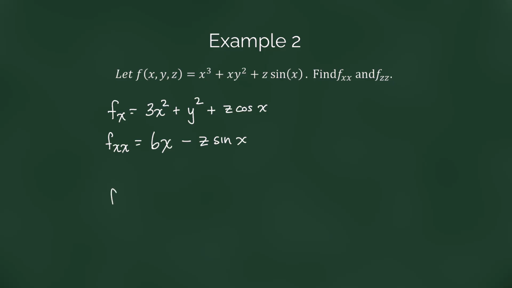Now we'll do f sub zz. So first we find the first partial derivative with respect to z. Well, the first two terms don't have z in them, so their derivatives are 0. And the last term, sine x, is going to be a constant when we differentiate with respect to x. So we just get sine x, which means that when we differentiate twice with respect to z, since there's no more z's in this function, the only thing that's left is this constant sine x, constant with respect to z, which means the second derivative with respect to z is 0.